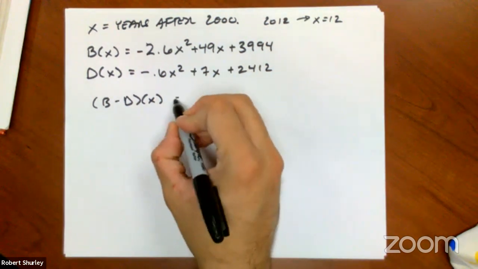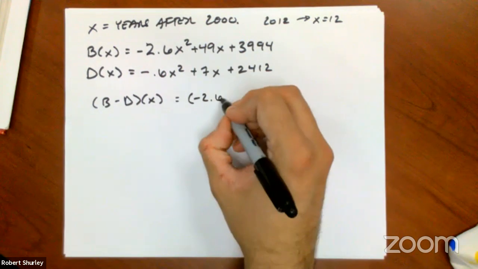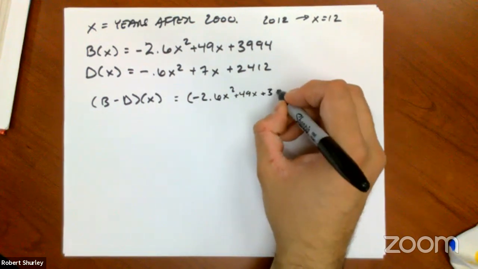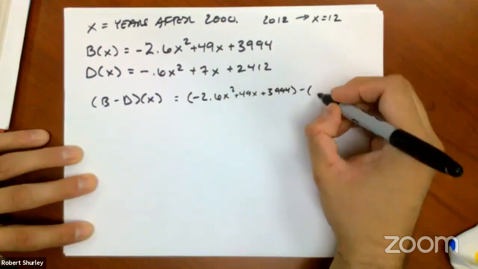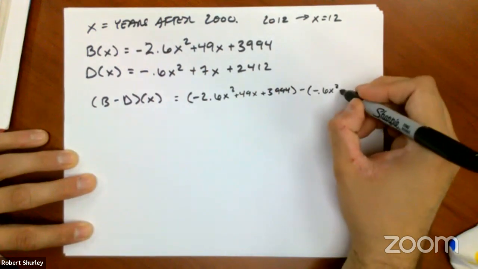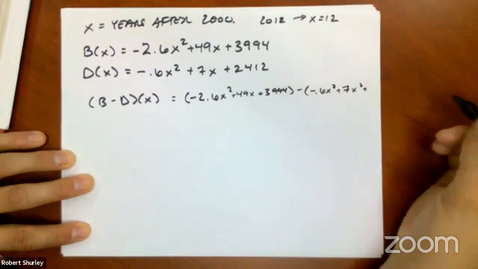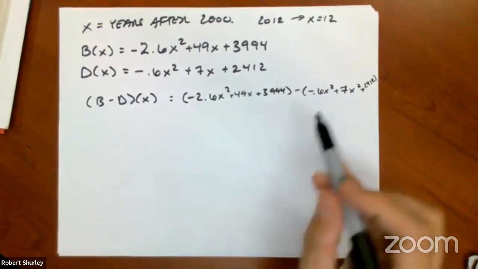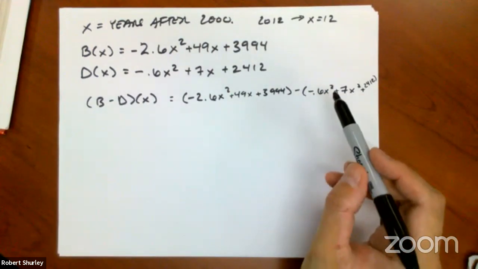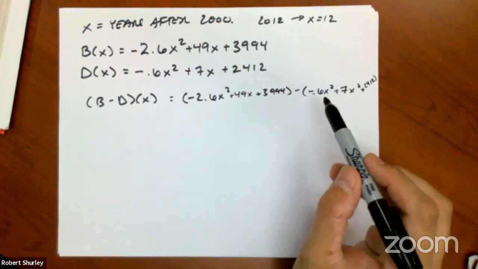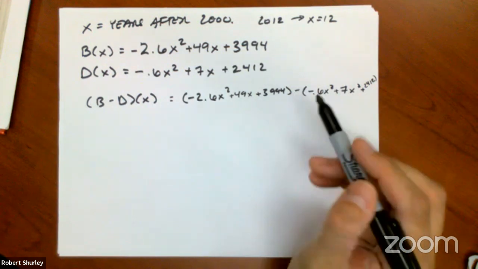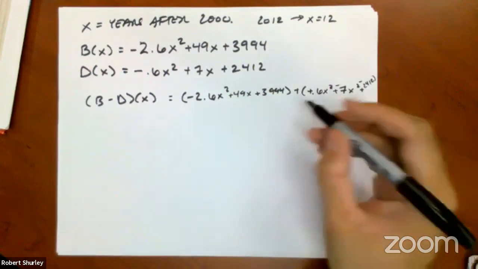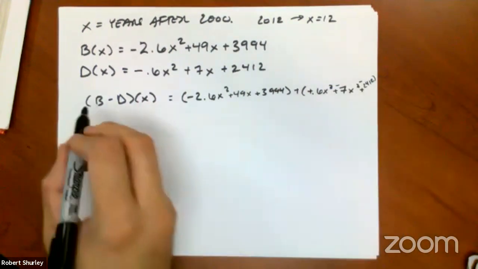So the births are going to be negative 2.6X squared plus 49X plus 3994, minus negative 0.6X squared plus 7X plus 2412. I'm going to run out of room here, so a little smaller. Now, I've got to subtract these. Instead of writing this again, I'm going to be lazy and just change the signs on all of these. I distribute the negative through, and it just changes the signs.